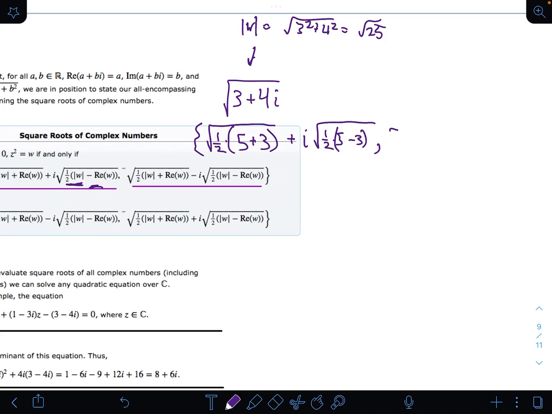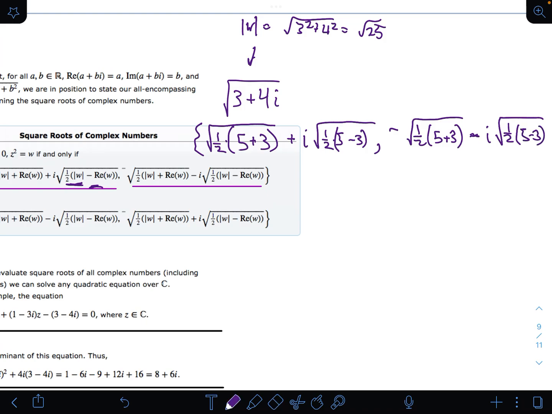We need the negative value of this. Well, what's the negative value? It's the same darn thing again, isn't it? The square root of 1/2 of 5 plus 3. And then we'll have minus i times the square root of 1/2 of 5 minus 3. Whoops, there we go. 5 minus 3.